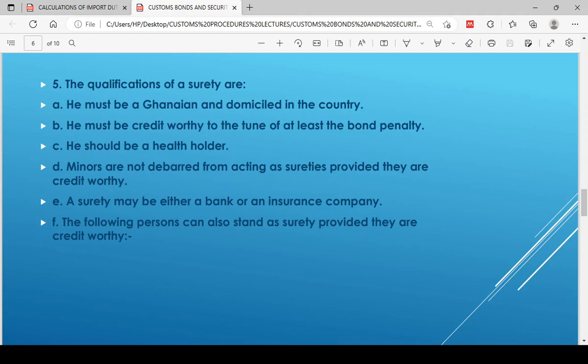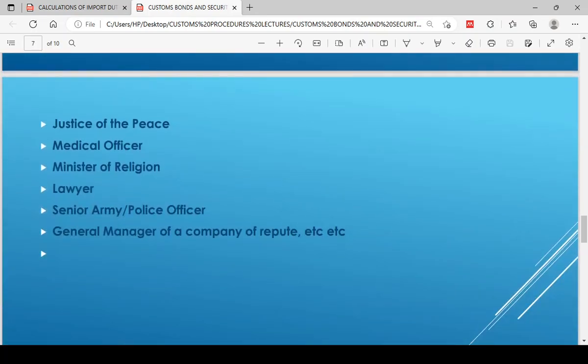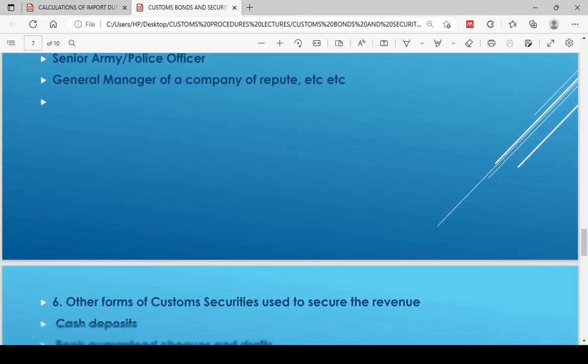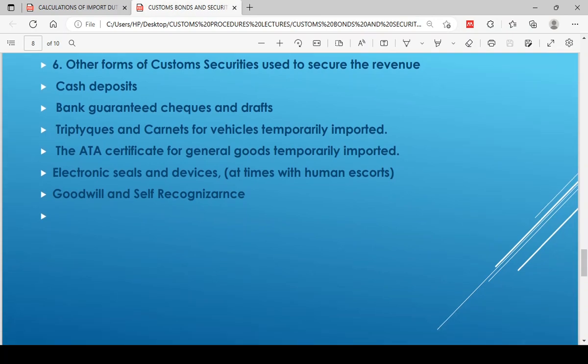The following persons can also stand as surety provided they are creditworthy: justices of the peace, that's the judges and the lawyers, medical officers, ministers of religion, lawyers, senior police officers, and the general manager of a company of repute, not just any company, of repute. So apart from that, what are the other forms of customs securities used to secure the revenue? Cash deposits, bank guarantee checks and drafts, triptychs and carnets for vehicles temporarily imported, the ATA certificate for general goods temporarily imported, electronic seals and devices at times with human escort, the goodwill and self-recognizance. So if you observe all these things, you are good to go with customs.